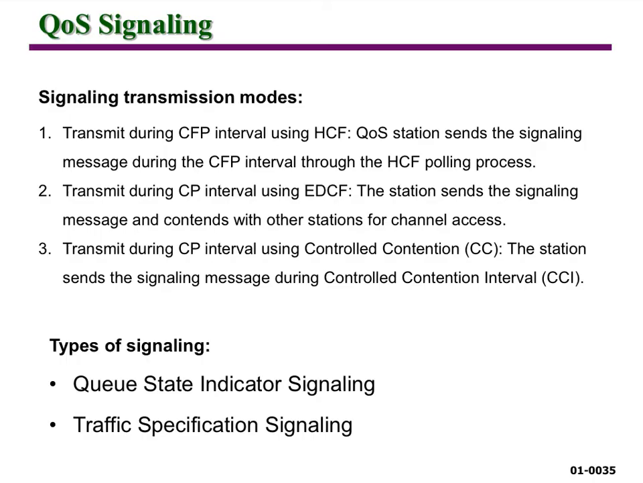All right, so the last thing: how do the nodes send the signals to the hybrid coordinator, and in what format? Those are the two questions. How is easy. In the contention-free period interval using HCF, the QoS node sends the signal message during the contention-free period interval through the HCF polling process. So during HCF, we use, again, a polling process.